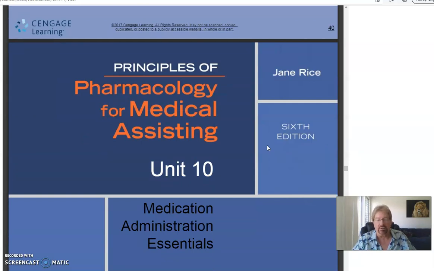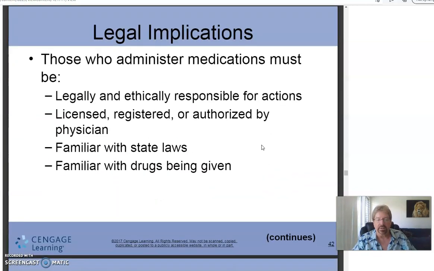Okay, medical administration essentials, Unit 10. Remember, that's the same thing as saying Chapter 10. Legal implications. Those who administer medications must be legally and ethically responsible for actions, licensed, registered, or authorized by the physician, familiar with state laws, familiar with the drugs being given.